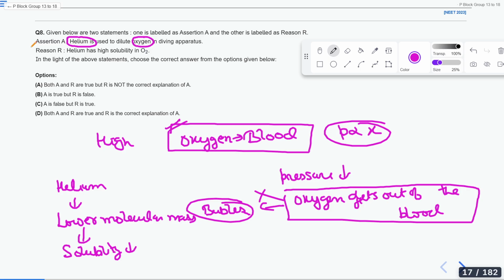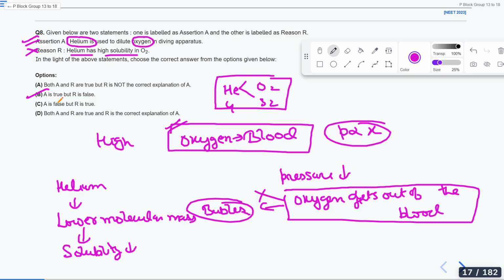But the assertion is correct, while the reason is not correct, that helium has high solubility. It has lower solubility. As we decrease the molecular mass, the solubility decreases. Molecules with higher molecular mass are highly soluble in water. You know very well that for helium the molecular mass is 4, and for O2 it is 32. Therefore, the solubility of O2 will be higher. So your assertion is correct, but your reason is false. So B will be the correct answer.